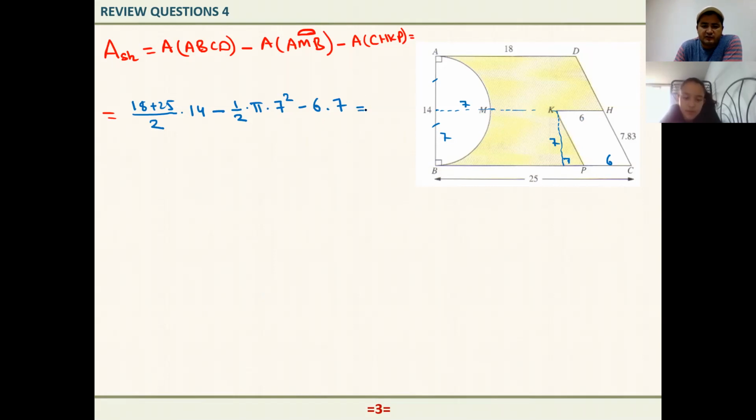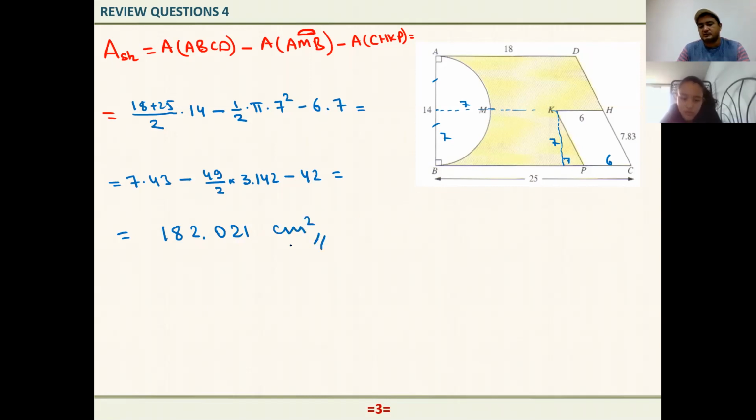Okay. Now the rest is just, we have to calculate this. 14 divided by 2 is 7. 18 plus 25, that is 43, right? Minus, and here we have 7 squared is 49, 49 over 2 times pi, 3.142, minus 6 times 7, 42. So now using the calculator, we can evaluate this. That is 7 times 43 minus 49 times 3.142 over 2 minus 42, which is equal to 182.021. And it is in square centimeters.